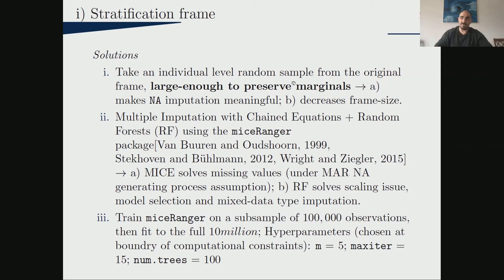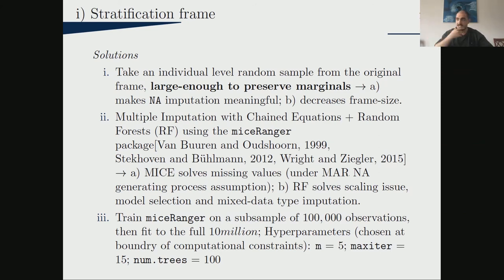And the other advantage of taking a random sample is that it decreases the stratification frame size. And so once we've done these two things, we can then apply multiple imputation by chained equations and use random forests to do the actual modeling in the back. The idea here being that we don't have to pre-specify a model or a functional form for any of these missing values. And we can rely entirely on the machine learning backbone to find the optimal, most predictive missing values.